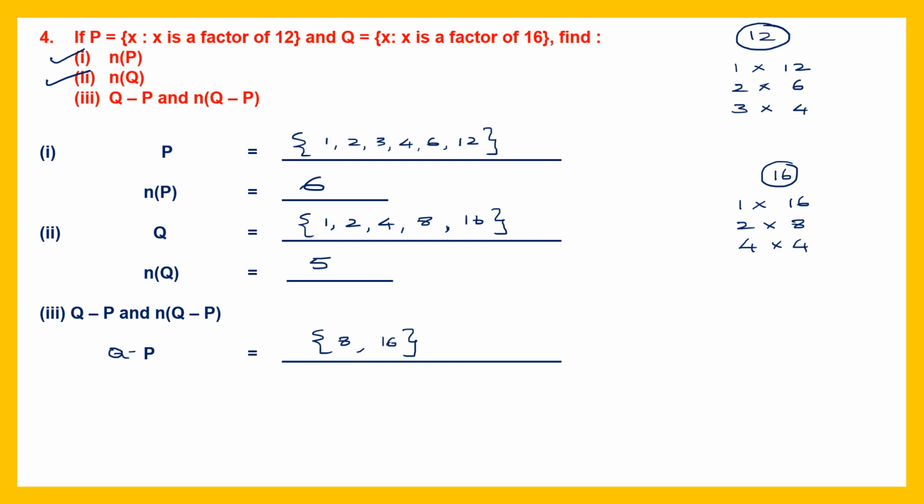Now, whenever the first letter is given, follow that. Okay, so Q minus P, that's why we looked at the set Q. All the elements of Q which are not in P are what we have written, and we've got two elements. Now, the cardinal number of Q minus P is 1, 2. If there are two elements in Q minus P, so the cardinal number of Q minus P is simply 2. So the answer here is 2. So we found the answer to all three questions.